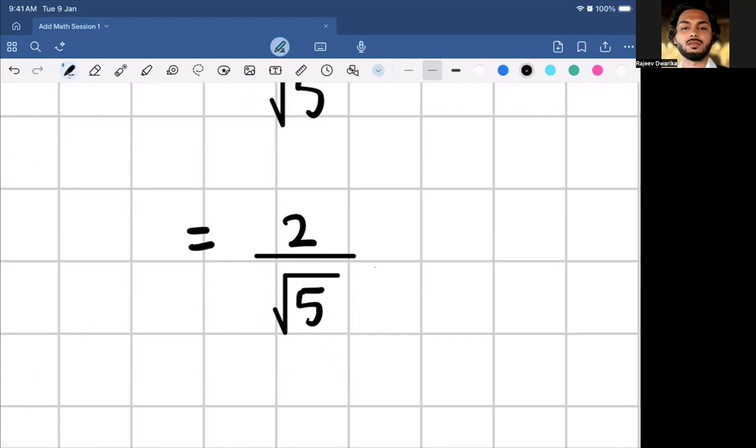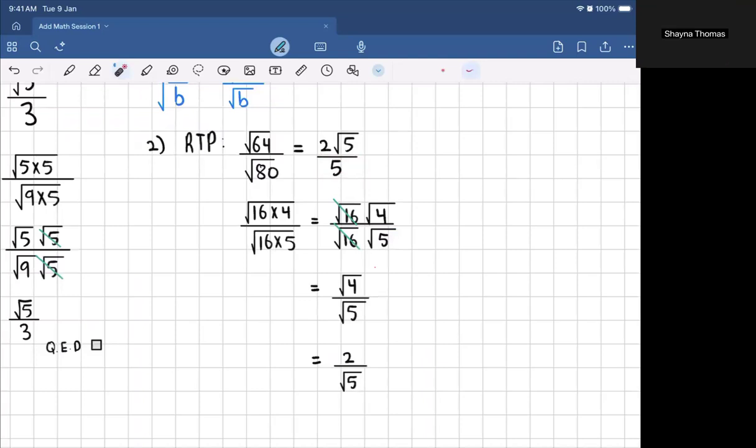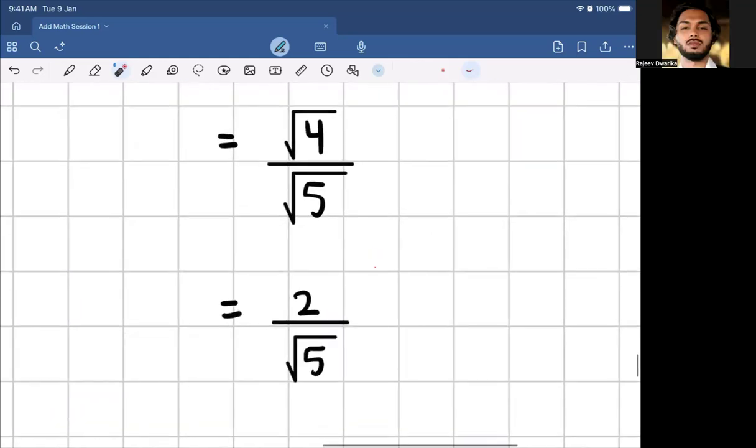Shayna, you said that you didn't do rationalization yet, so this is kind of an unfair question for you. This is like a precursor to rationalization. So, Shayna, in the final answer, are you seeing any square root signs in the denominator? Yes or no? No, sir. But you see that square root sign over here, and that is real pressure. You're scratching your head now, saying, what to do?